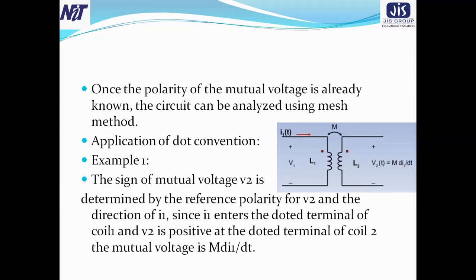Try to understand this part again. The sign of mutual voltage V2 is determined by the reference polarity for V2, okay? And the direction of I1, this is I1 towards V2. Since I1 enters the dotted terminal of coil 1 and V2 is opposite at the dotted terminal of coil 2, the mutual voltage is M di1/dt.